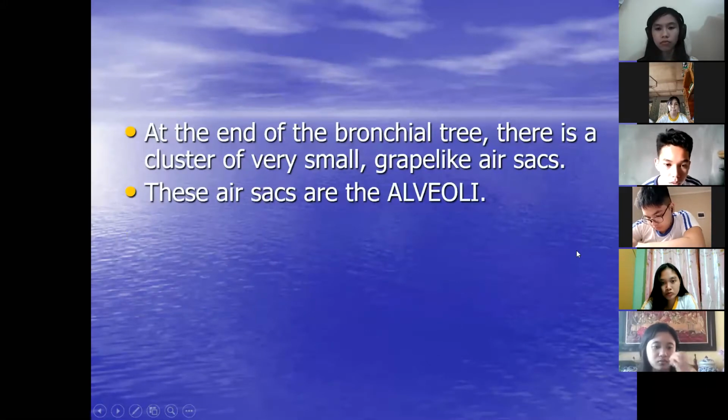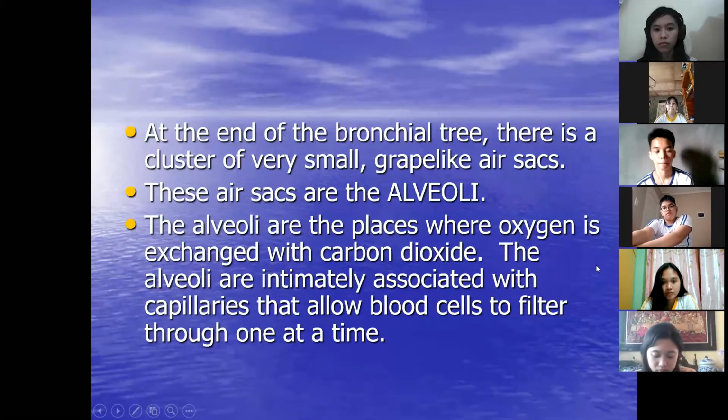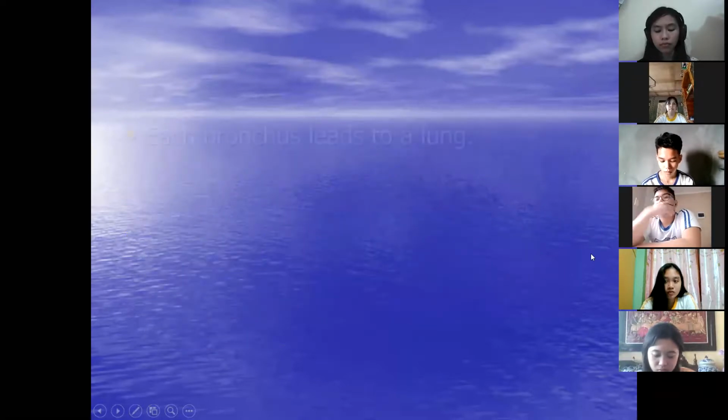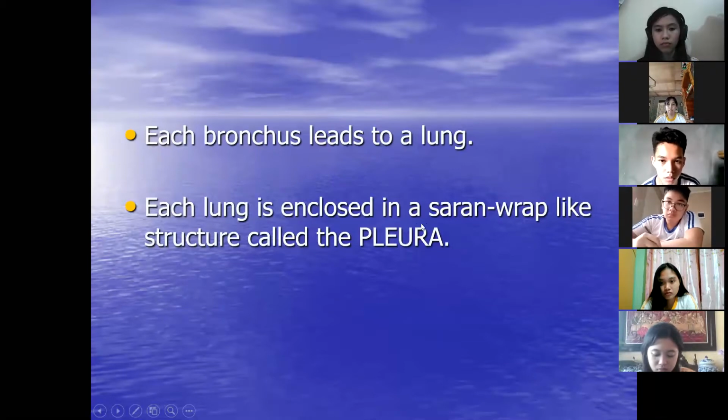Okay, this one. The small grape-like air sacs are known as alveoli, singular alveolus. Together, we call them alveoli. The alveoli is the exact place of exchange between oxygen and carbon dioxide that is carried out by the capillaries in the circulatory system. Here, we have the pleura. The pleura is a saran wrap-like structure that protects your lung. Pleura, or pleural cavity, in simple terms.